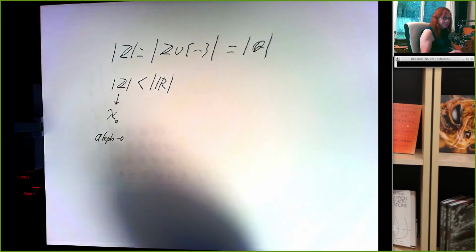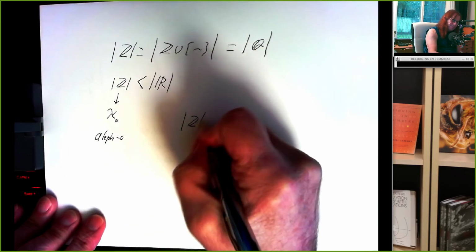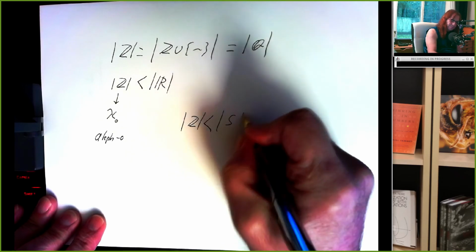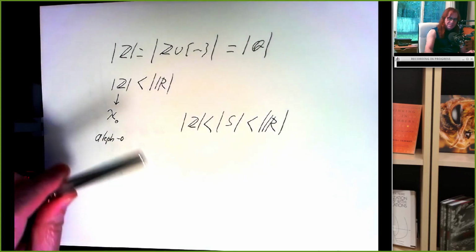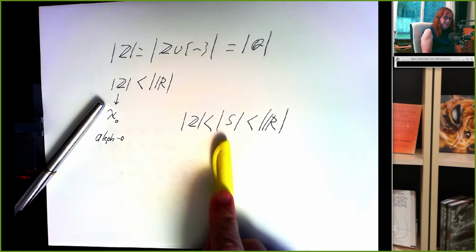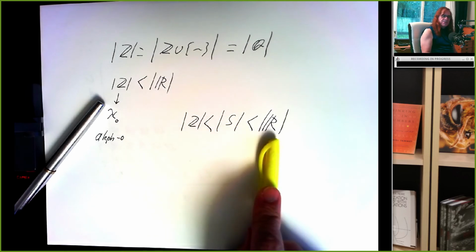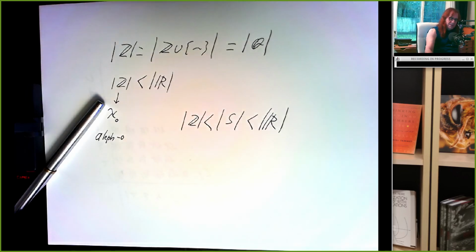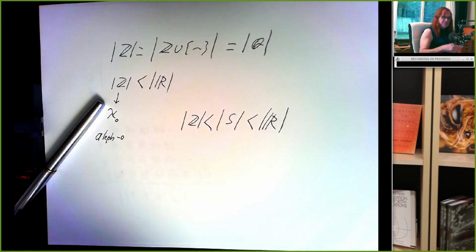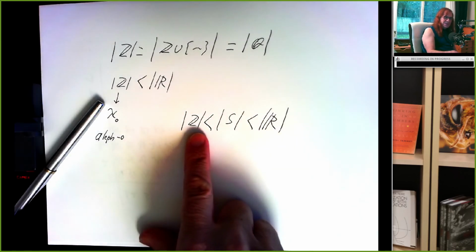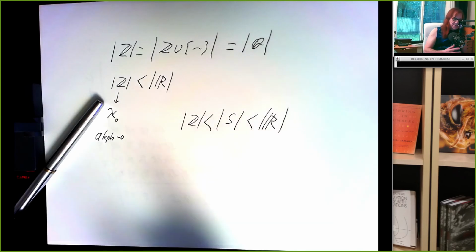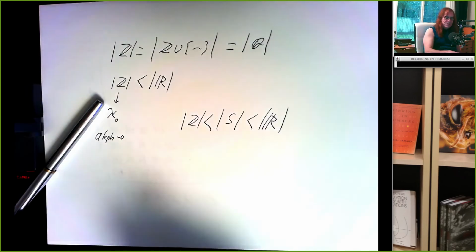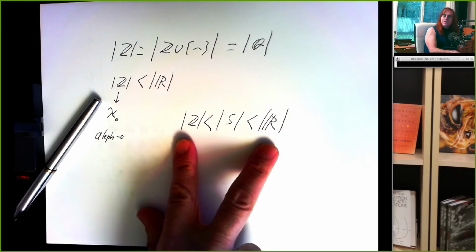So here's the question. Is there some other set, let's call it S, that's bigger than the integers but smaller than the reals? In other words, is it possible to add stuff to the integers so that we get something that's got a fundamentally bigger size of infinity but still not as big as the reals? In other words, is there something in between these two infinities?